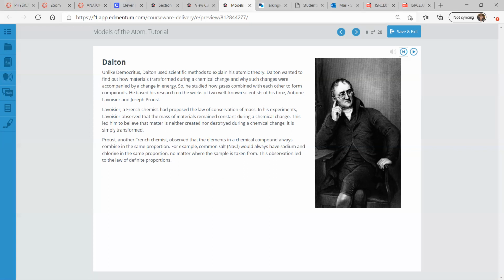Proust, another French chemist, observed that the elements in a chemical compound always combine in the same proportion. So, for example, common salt, sodium chloride, would always have sodium and chlorine in the same proportion, no matter where the sample is taken from. This observation led to the law of definite proportions.